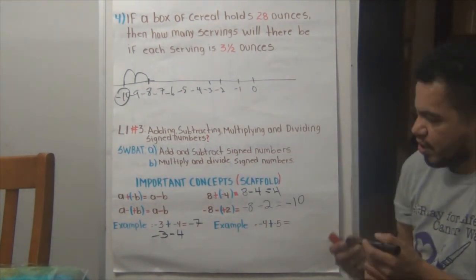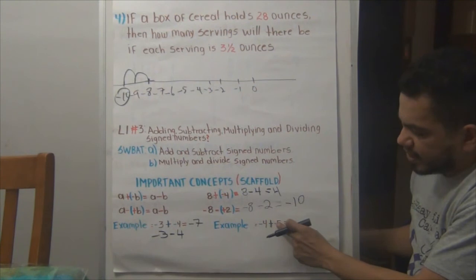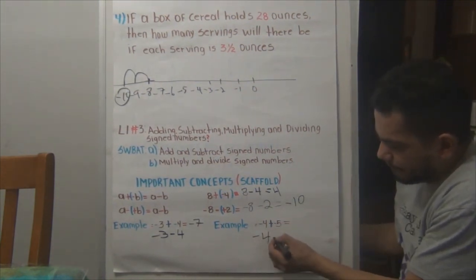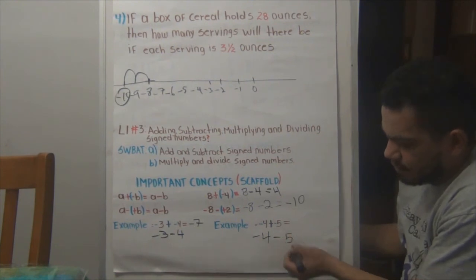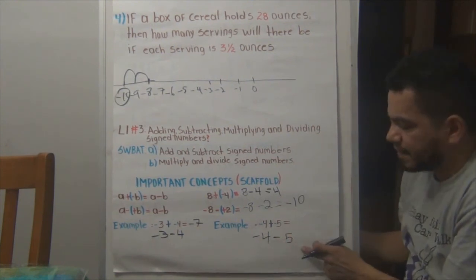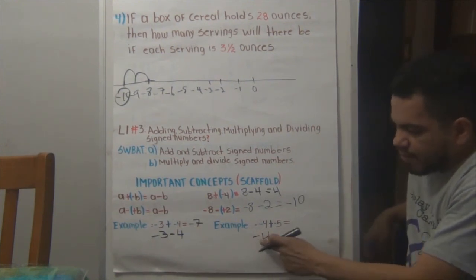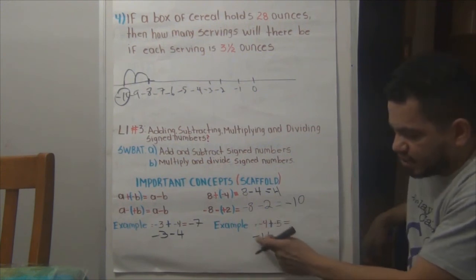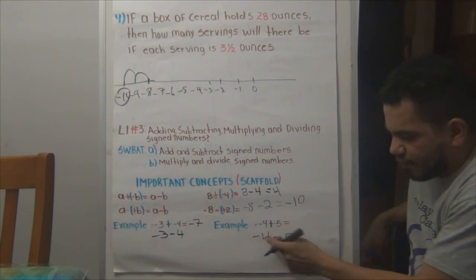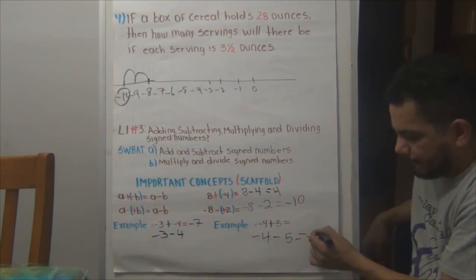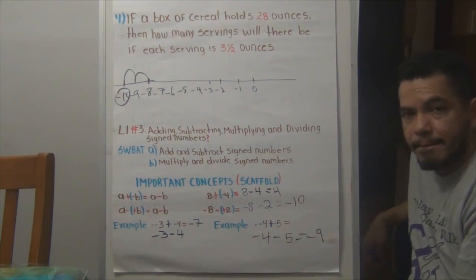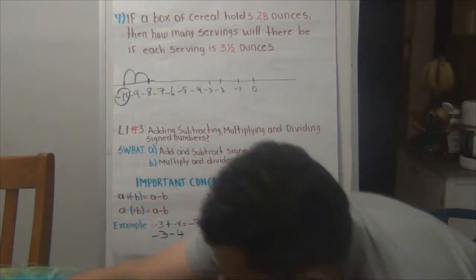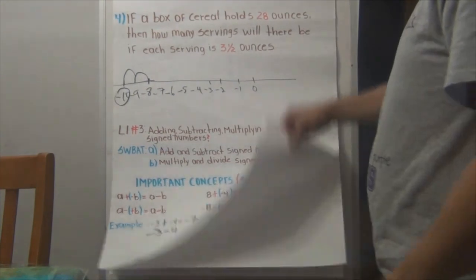Okay? What about this one? Negative 4 plus negative 5 is the same thing as negative 4 minus 5. Now, remember, when you're adding two numbers that are negative, do they have the same sign? Yes, negative 4, negative 5, negative 9. Alright? Cool. Let's see what else is in this little thingy.